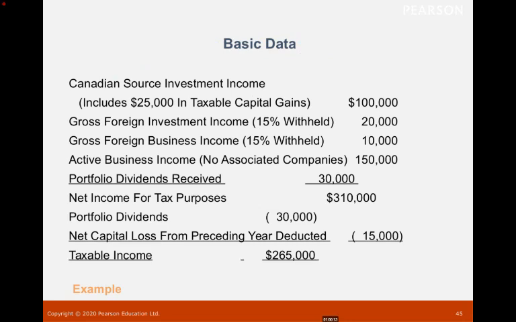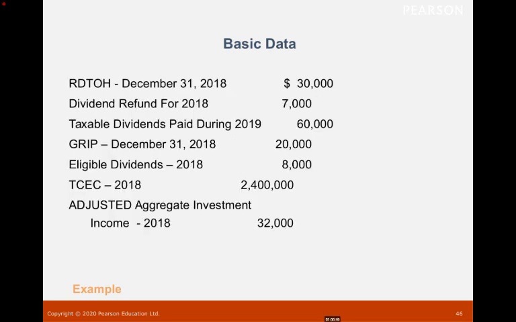So in the text, they basically gave you all the different components of the taxable income, gave you the opening balances, to the refundable dividend tax on hand, and all of the relevant accounts that you would need to look at. So all that basic data is provided. All the opening balances, right? So the end of 2018 is our opening balance for 2019. This is all the same data that's in the text.